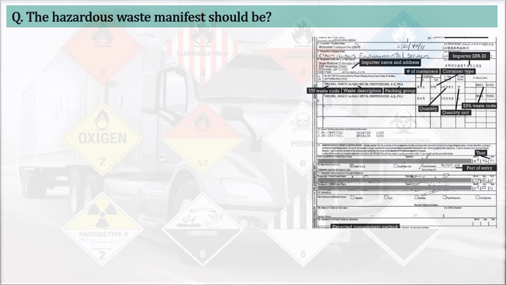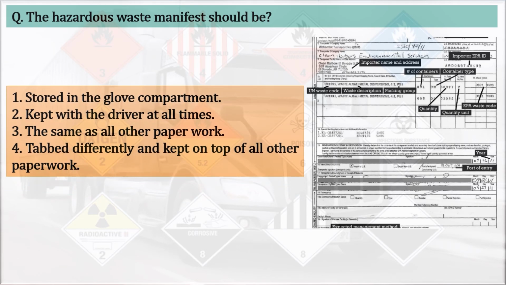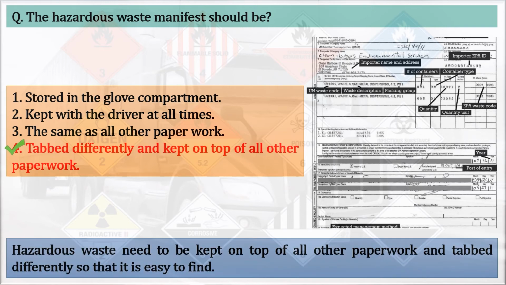Question: the hazardous waste manifest should be? Option number 1, stored in the glove compartment. Option number 2, kept with the driver at all times. Option number 3, the same as all other paperwork. Option number 4, tabbed differently and kept on top of all other paperwork. The answer is option number 4, tabbed differently and kept on top of all other paperwork.